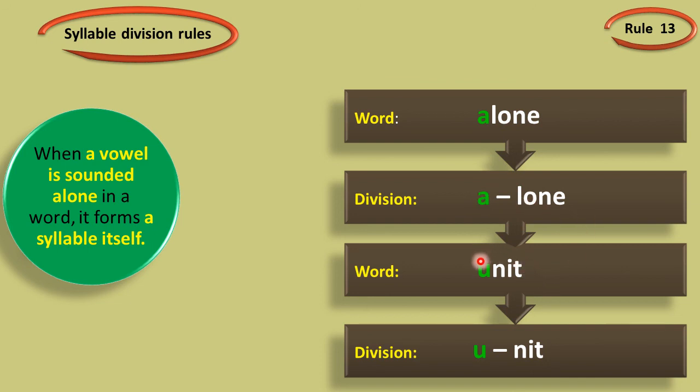Let us see one more example. Unit. This word is also divided into two syllables, and this is the division. Where is the division? Between U and NIT. And here even U is also sounded separately. So that's why it is separated from NIT and it forms a separate syllable in unit. Got it?